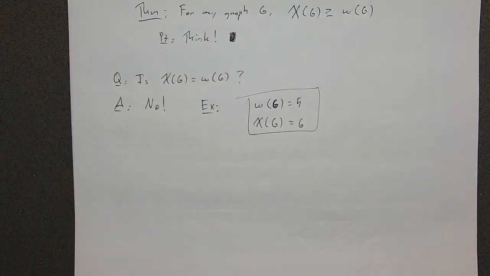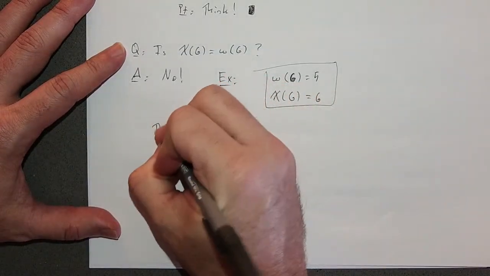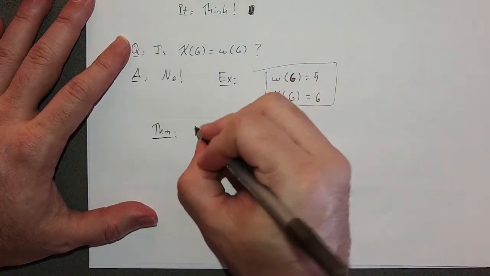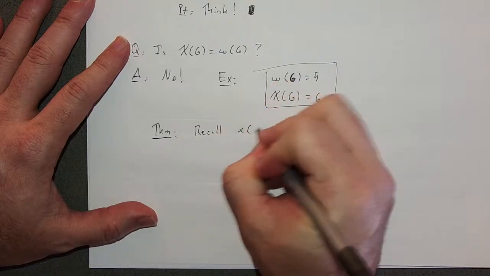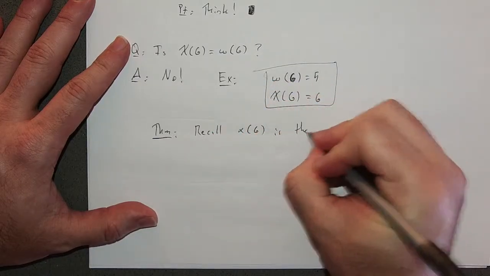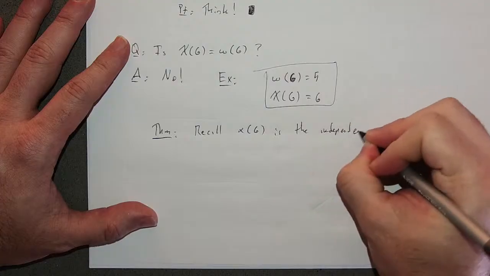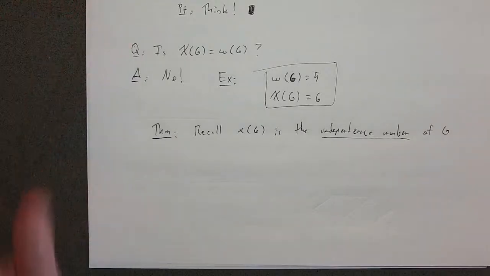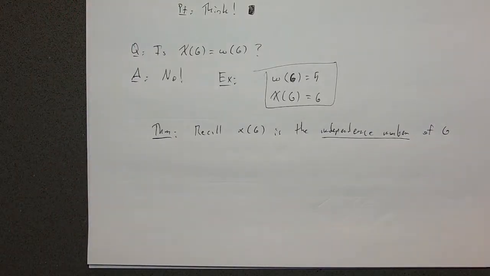So, what is true, though? We have one more bound that maybe shows a different relationship. Recall alpha of G is the independence number of G. So this is the size of the largest independent set of G. An independent set, of course, is a set of vertices that are pairwise not adjacent.